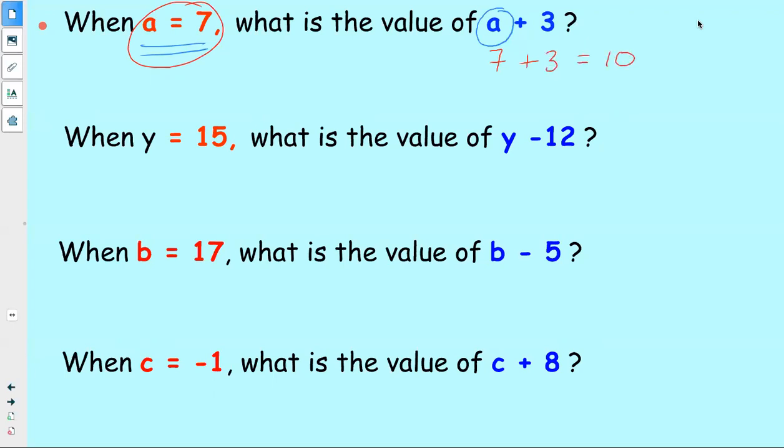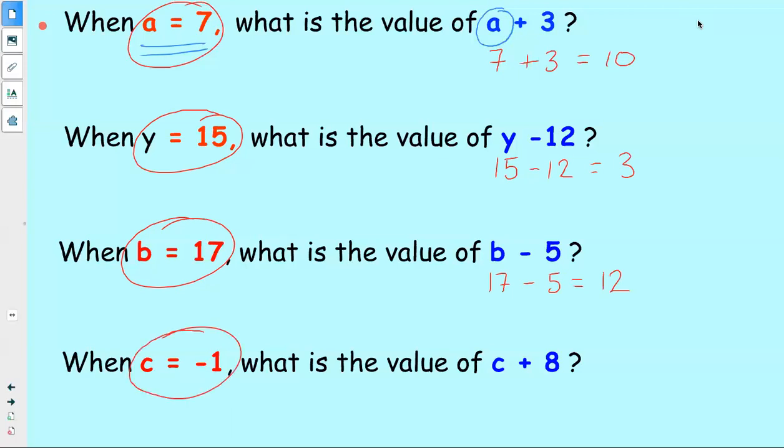Next one, a variable y here, and you've been told y is 15. So again, under the y, replace that y with 15. 15 take away 12 is 3, final answer. Next one, b is equal to 17. So underneath the variable b, we write 17, subtract 5, which is 12.